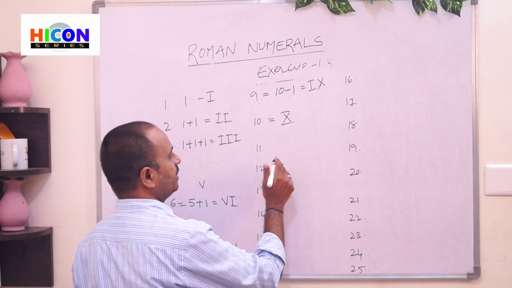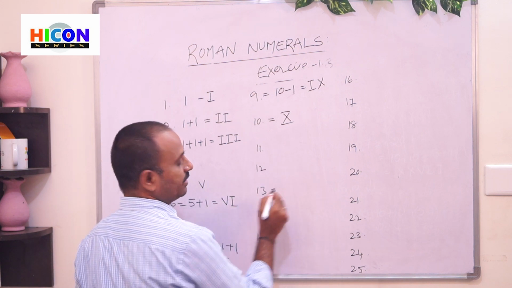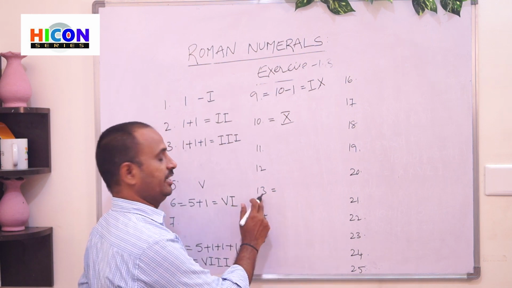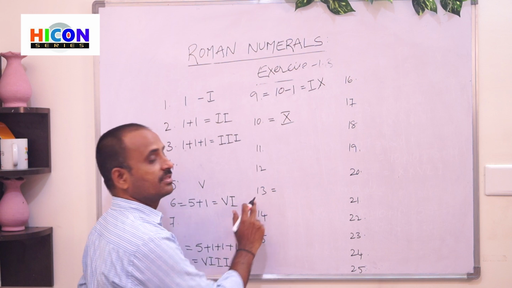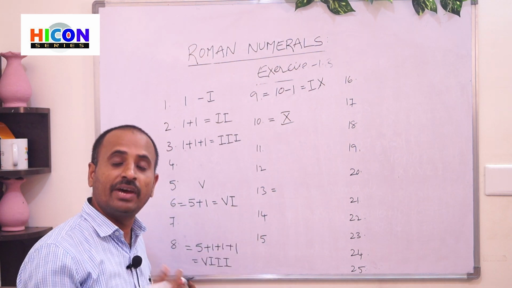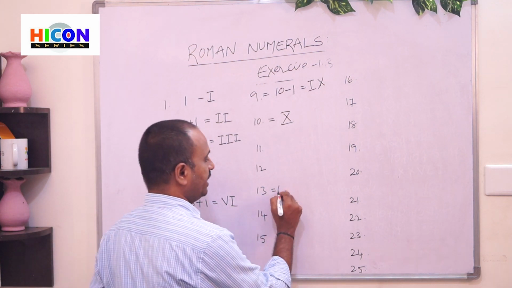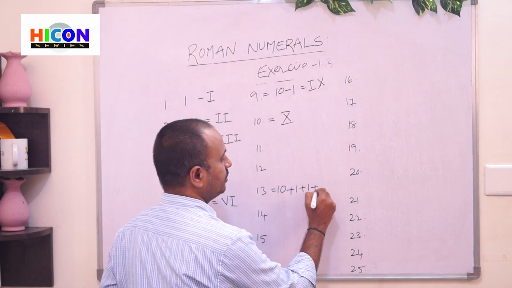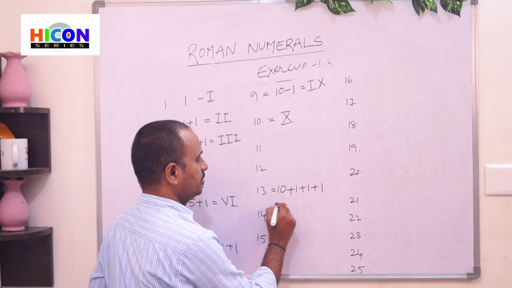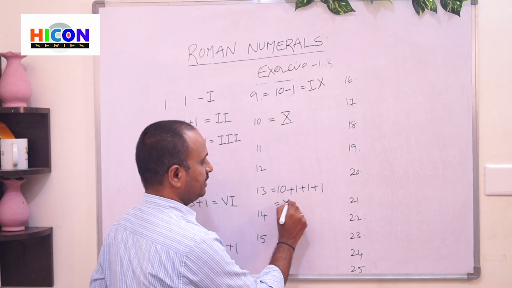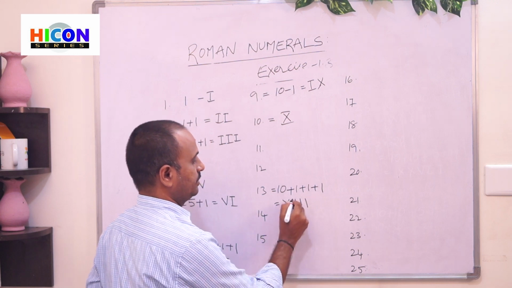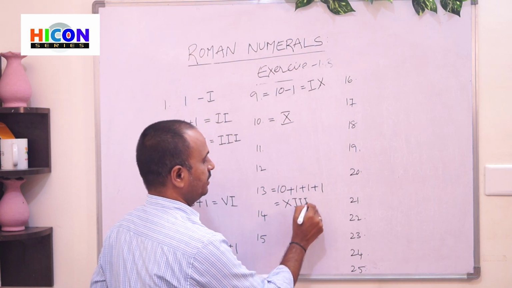In the same way, if we take 13, there is no symbol for 13 in the Roman numeral. So convert 13 into tens and fives and ones. So 13 can be converted into 10 plus 1 plus 1 plus 1. So here 10 means X and 1 means I, and I is repeated 3 times.